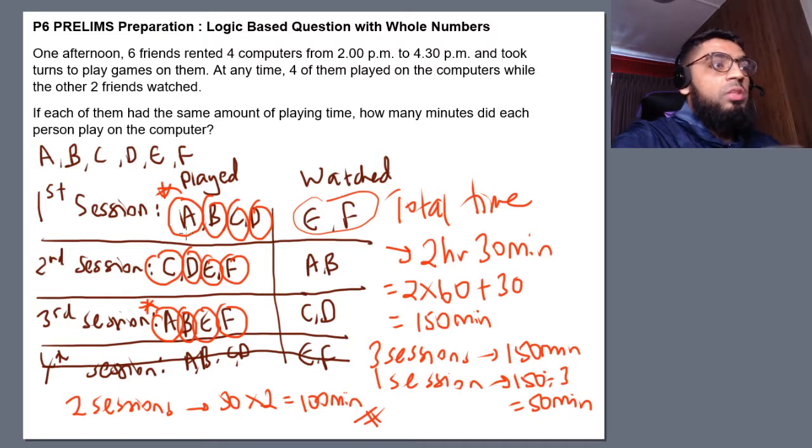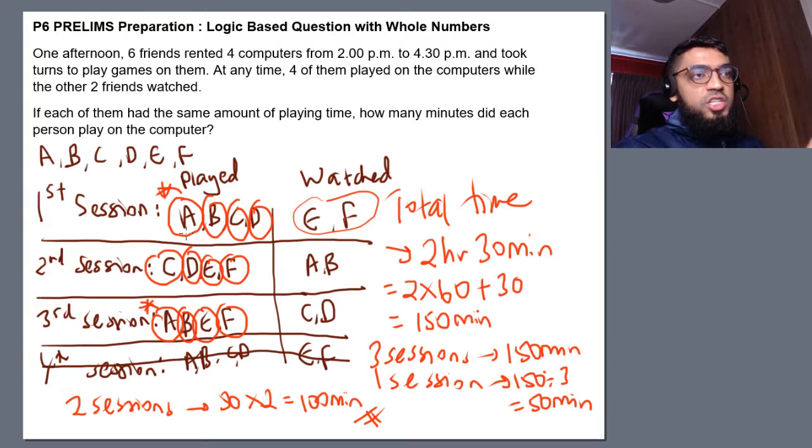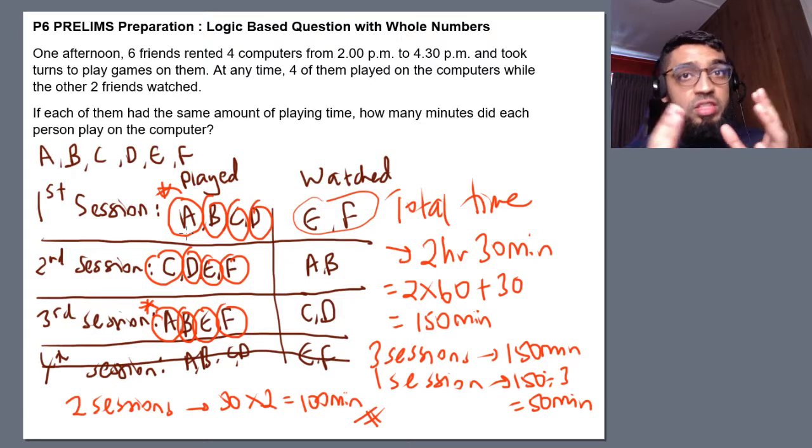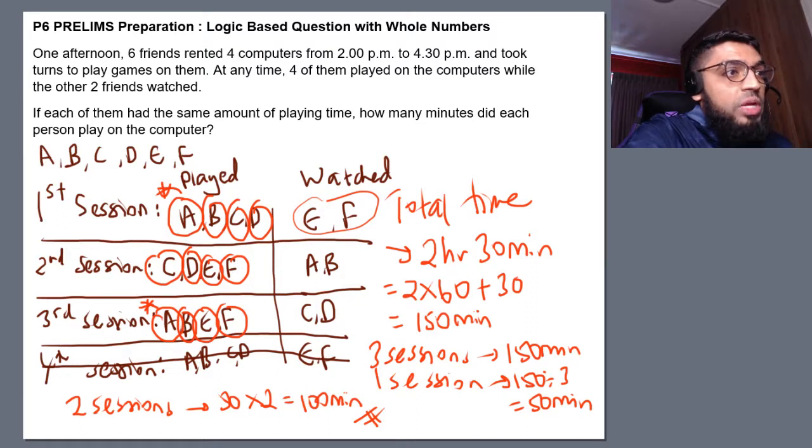Each of them played 2 sessions, and I just have to know that the total time is 150 minutes. 3 sessions, 150 minutes. 1 session is 150 divided by 3, and then I just have to find 2 sessions. Why 2 sessions? Because each of them played 2 sessions each. So that's how we approach this sort of logic based question with whole numbers involved as well.